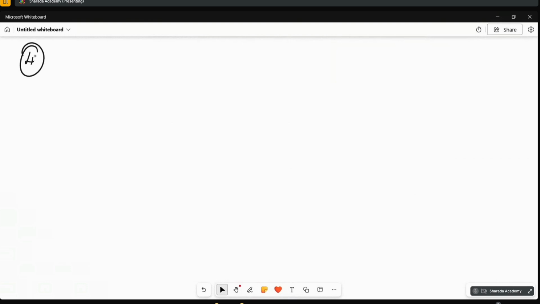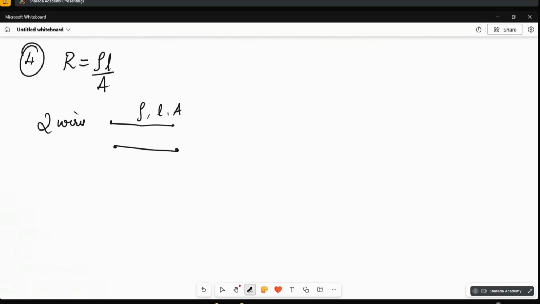So, understood the question? Now two wires, they have the same length, same diameter, same material. That means what? Resistance will be the same or not? It will be the same, because R is rho into L by A. They have the same rho, L and A. That means both the wires will have the same resistance R.